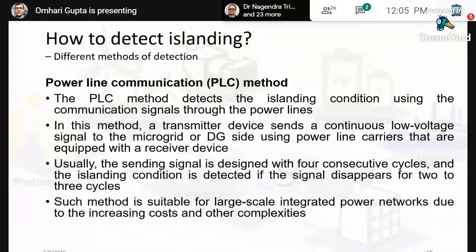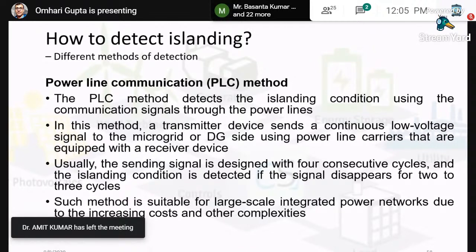The PLC method detects the islanding condition using the communication signal through the power lines itself. In this method, a transmitter device sends a continuous low voltage signal to the microgrid or DG side using power line carriers that are equipped with a receiver device. Usually, the sending signal is designed with 4 consecutive cycles, and the islanding condition is detected if the signal disappears for a few cycles. It is not suitable for large-scale integrated power network due to the increasing cost and other complexities.